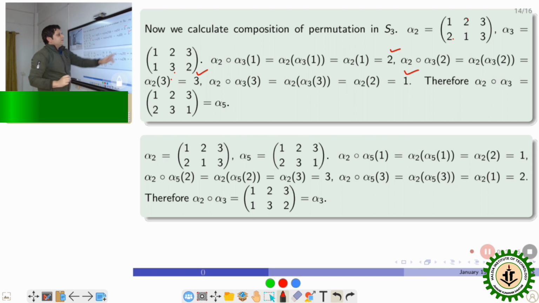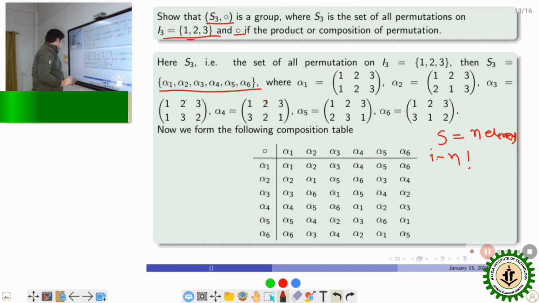So therefore, alpha 2 composition alpha 3 maps 1 to 2, 2 to 3, and 3 to 1, and this equals alpha 5, which is 1, 2, 3 to 2, 3, 1. This is the way we calculate the composition: alpha 2 composition alpha 3 equals alpha 5.